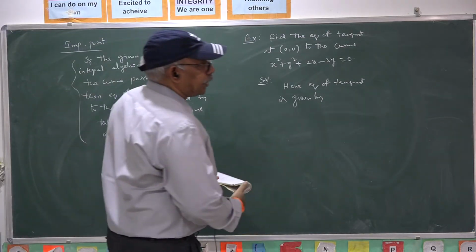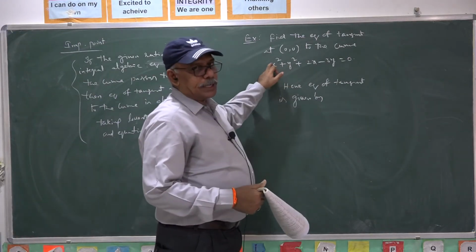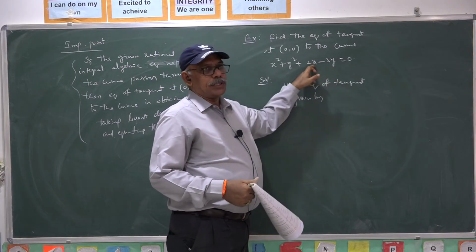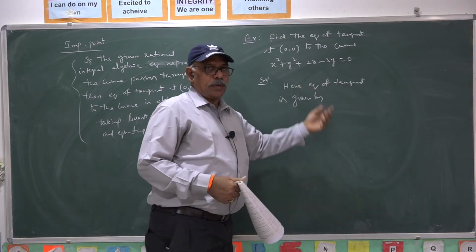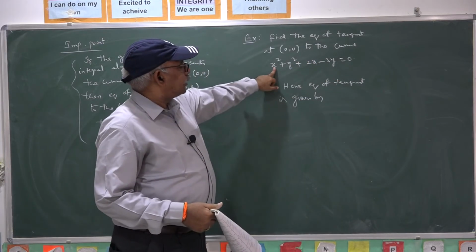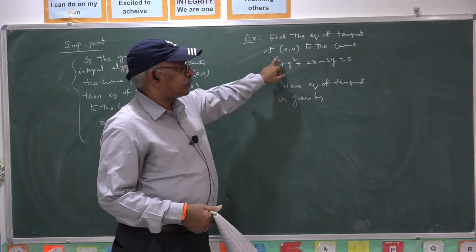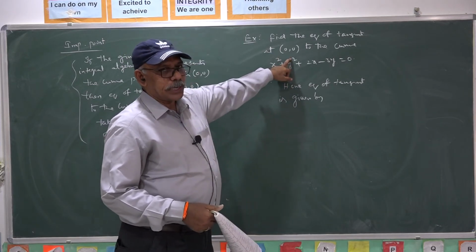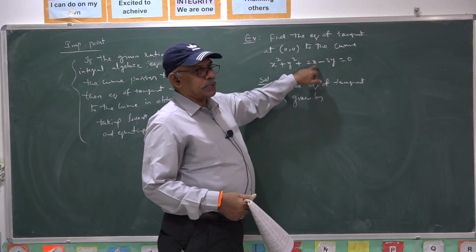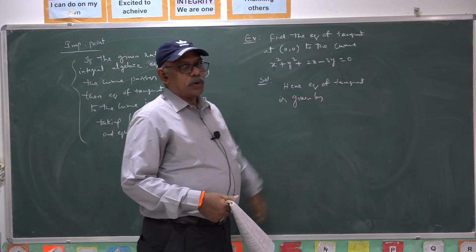What are the least degree terms here? These two are second degree. These two are first degree. Degree means the power of the variable here. So, here the power of x is 2, a second degree term. This is also a second degree term. This is a first degree term because x power 1 and y power 1.